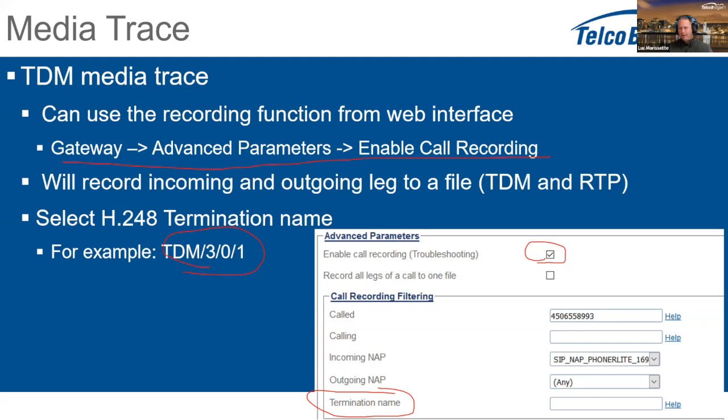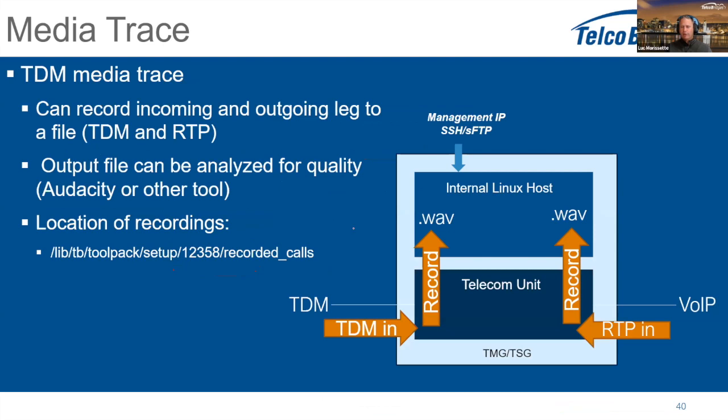And you click here, you put the termination name here and you activate the configuration. If it finds something on this particular termination, it will record it, and it will record it this way. So when you select one particular termination name, it will record the data that is coming in from the TDM side, and it will record the data that is coming in from the RTP side, of course, if the two are connected here. So you will see everything that is coming in.